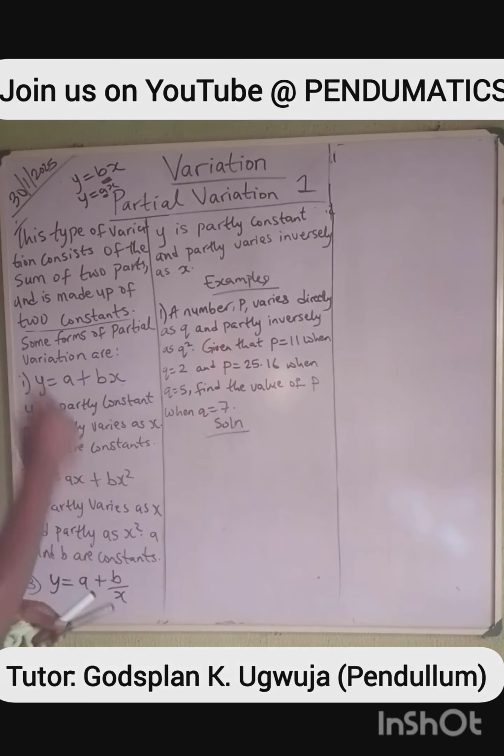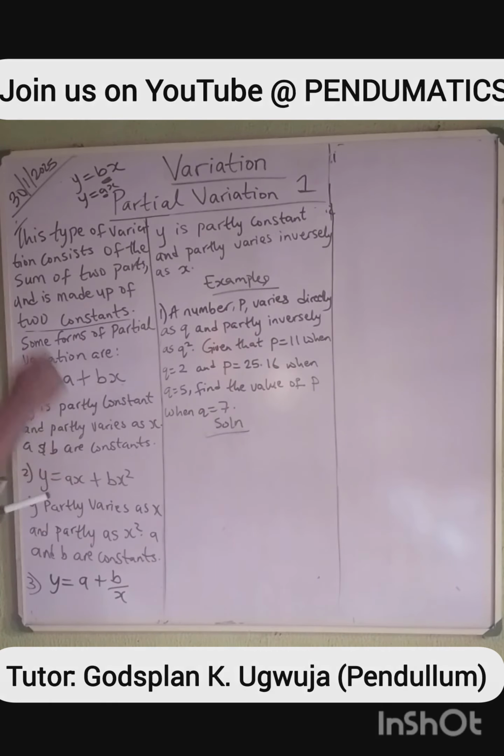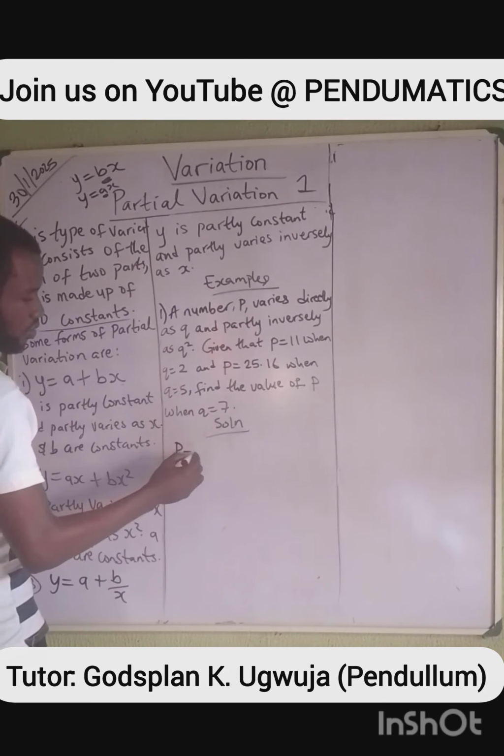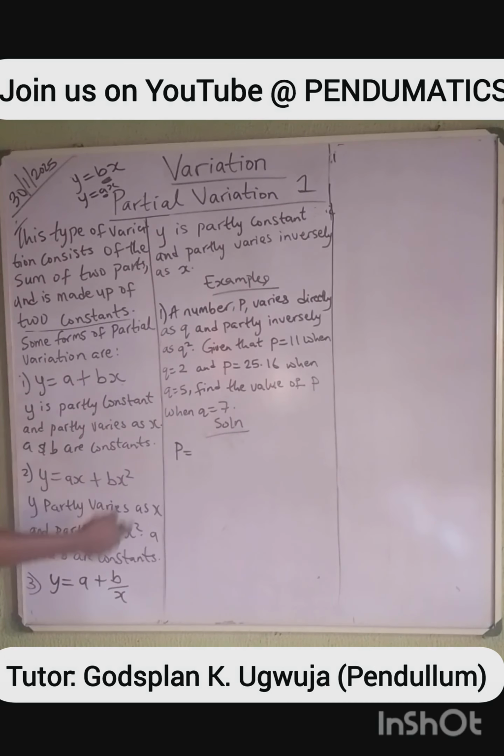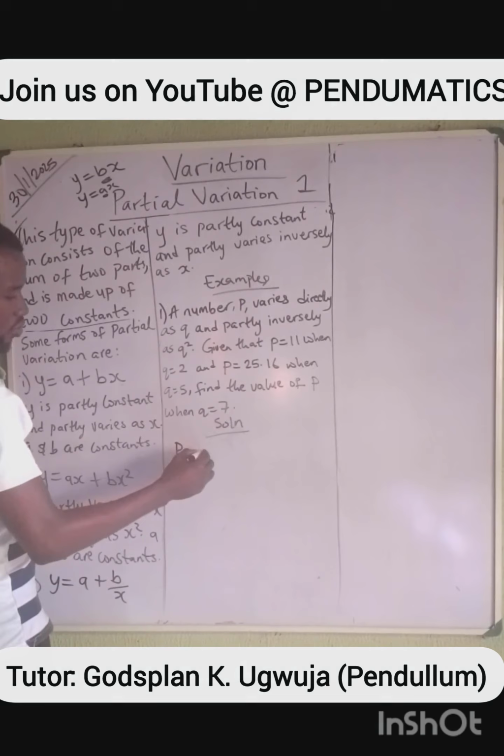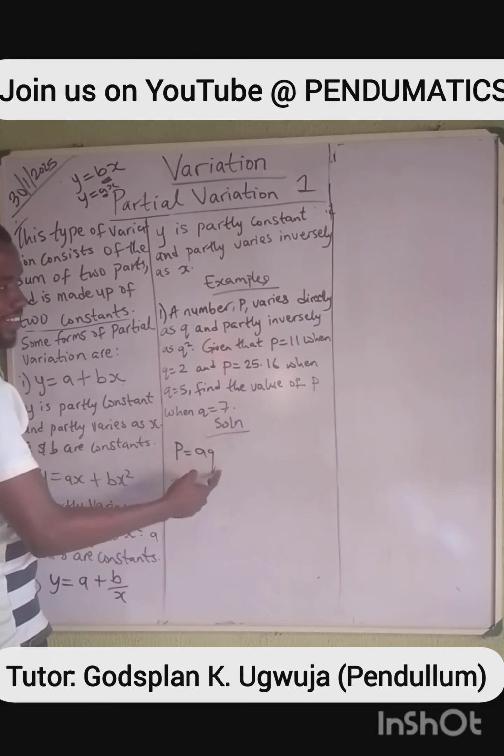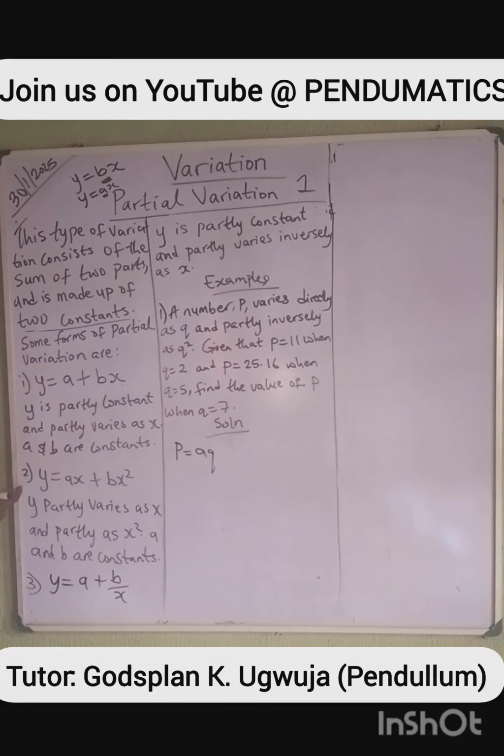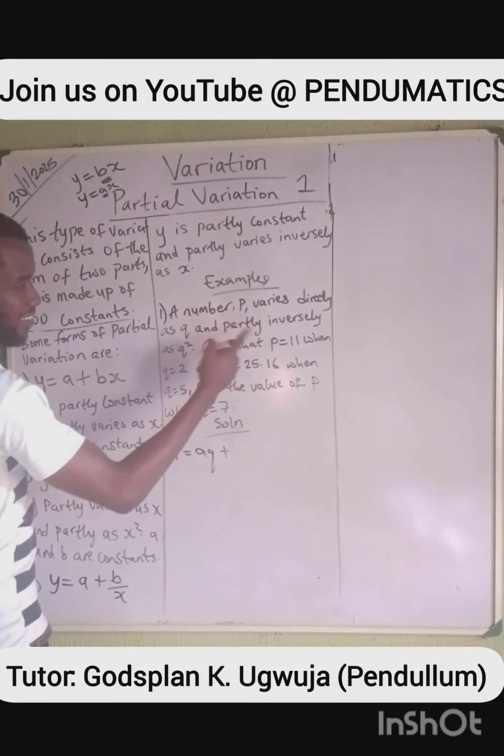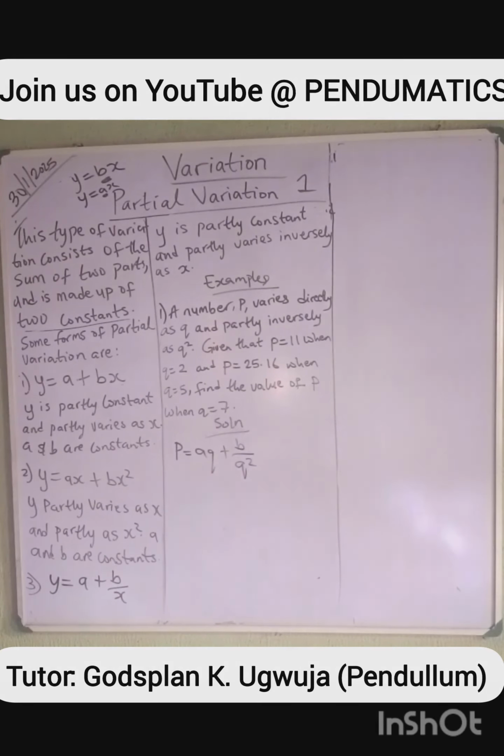All right, so let's look at this example. We are told that a number p varies directly as q and partly inversely as q squared. Varies directly as q. P is equal to, now let's use a and b as our constants. We've already started using it. So if it varies directly as q, aq, right? P is equal to aq. Varies directly. It does not vary constant directly. So it's this second form we are using. And then partly inversely as q squared. So this is what your variation should be.